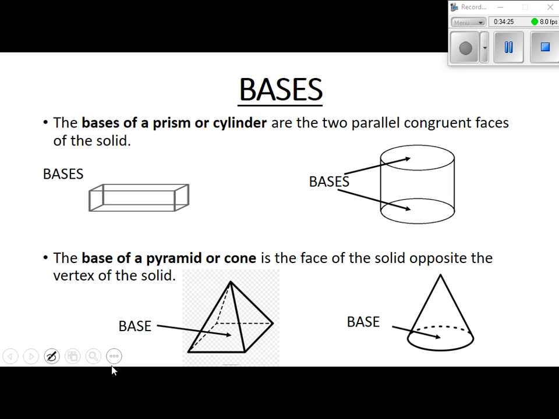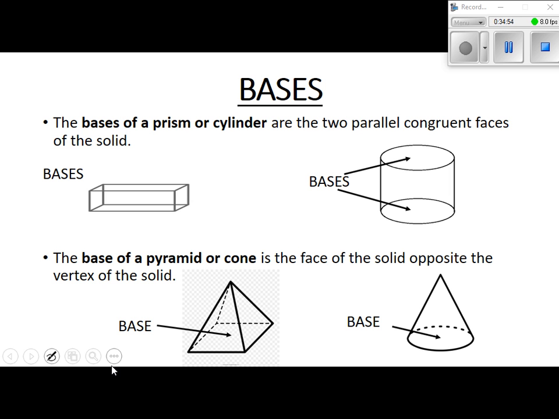How do you know what the bases are on this one? Because they're parallel to each other. They're the two that are parallel, this way. Now that's where it gets confusing. Let's do this one. This is a prism, right? You name a prism by its base; we named this one an octagonal prism. This is a rectangular prism, because the base is a rectangle.